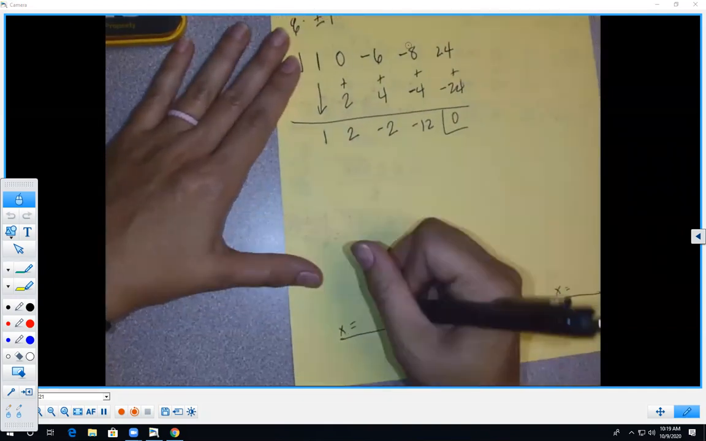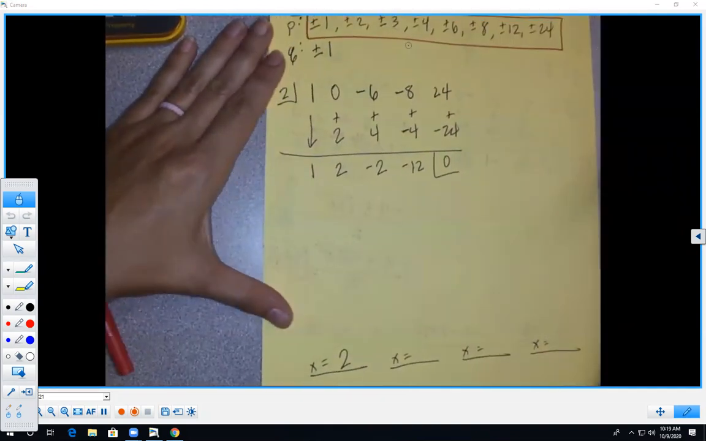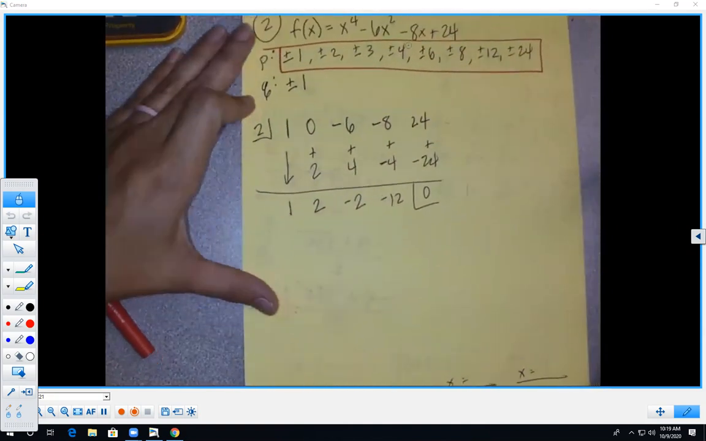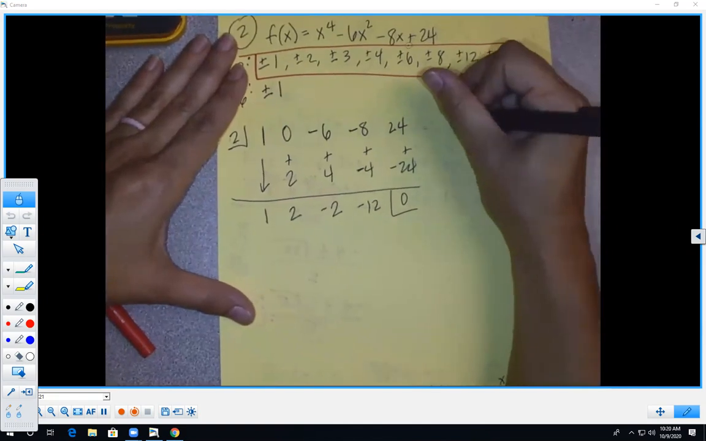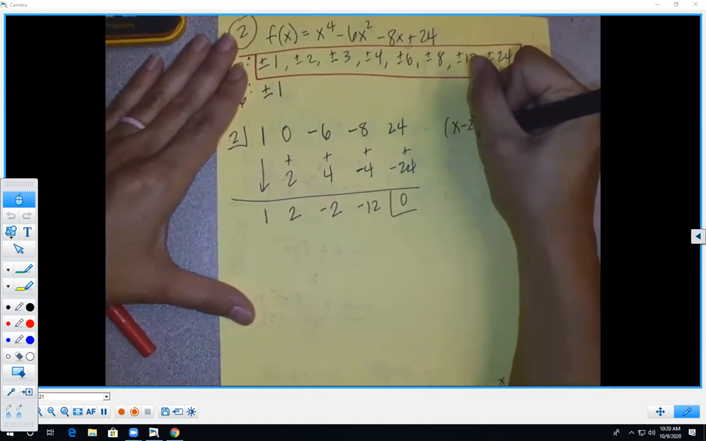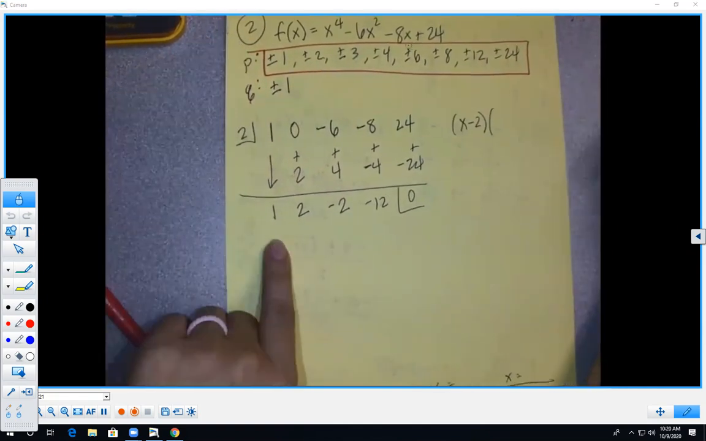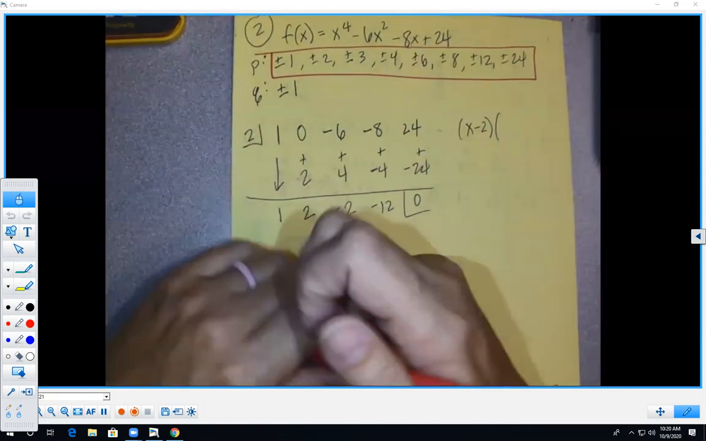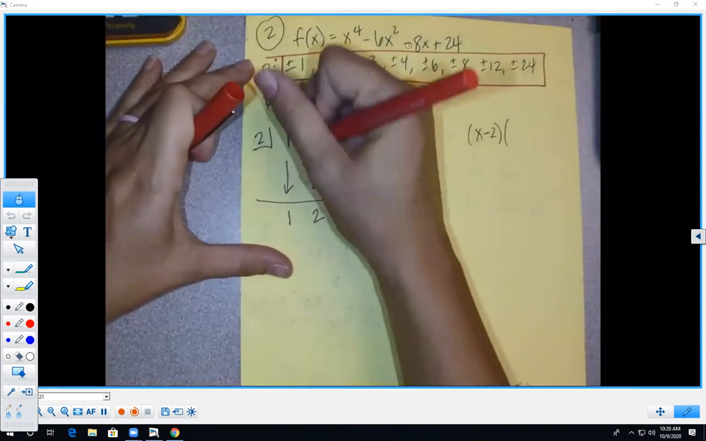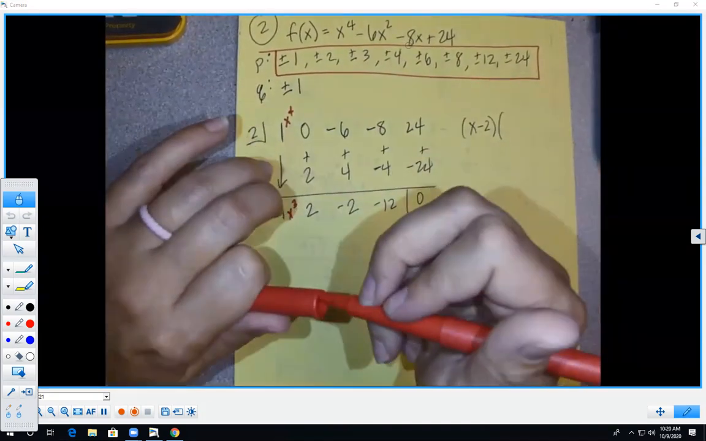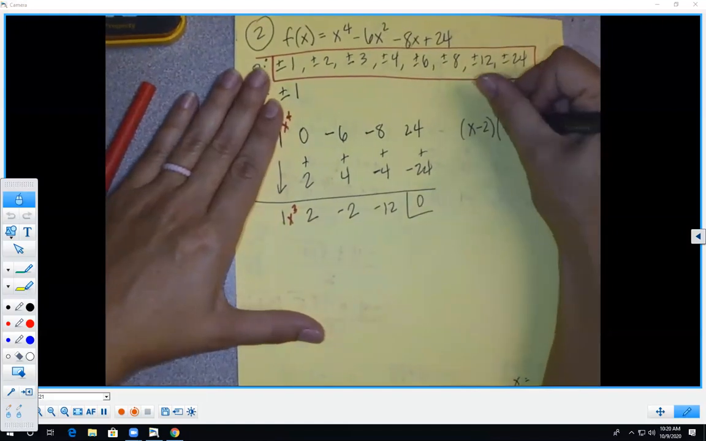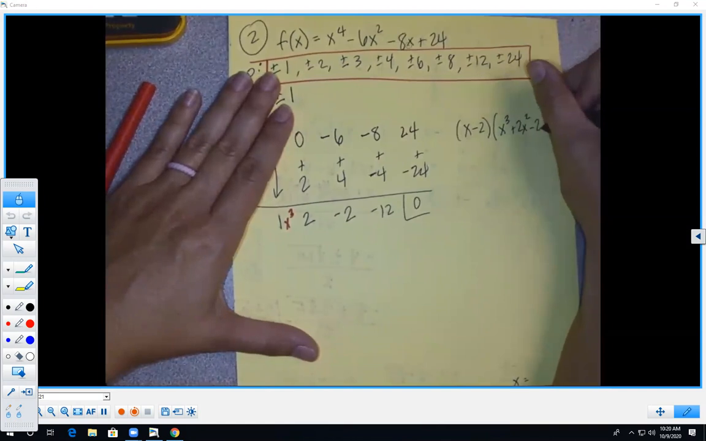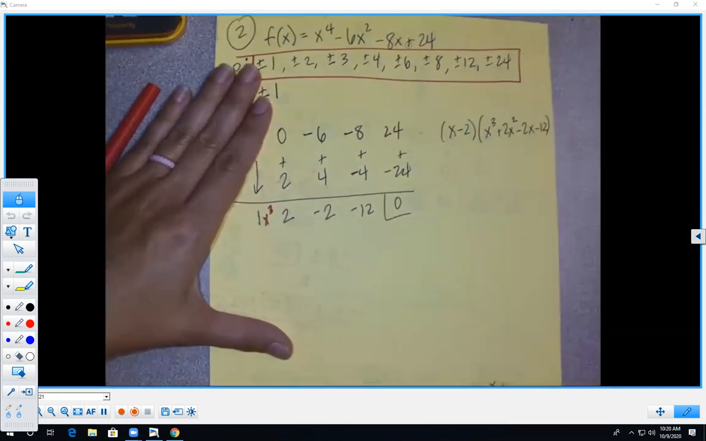Okay, so I know that 2 is an answer. So I can go down to my answer blanks and put 2 as one of my answers. So that tells me this factors into x minus 2 times the leftover part, which is our answer down here. I started off with x to the 4th, so I'm down to x to the 3rd now. So 1x to the 3rd plus 2x squared minus 2x minus 12.